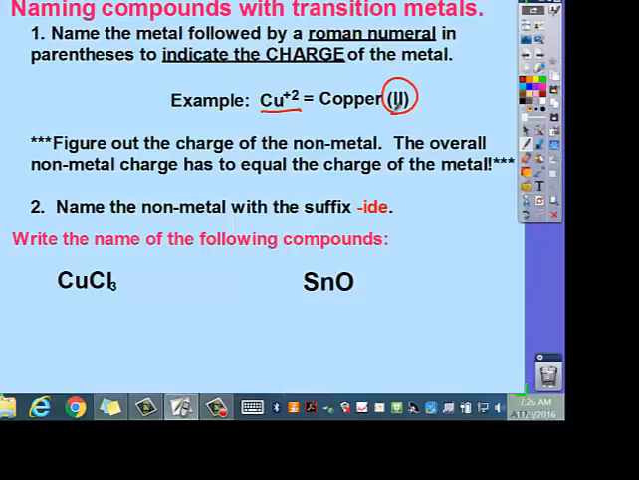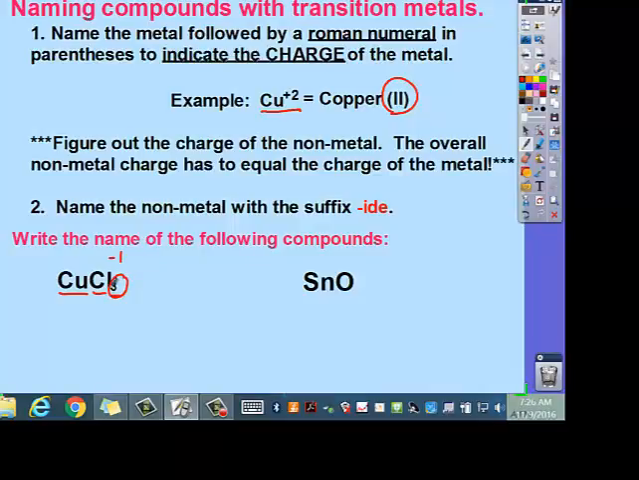Sorry. Yeah, no problem. Alright, so right here we're going to write the name of the following compounds. Sorry about that. Here I have CuCl3. Okay, so this is copper and chlorine. For these you need to find the charge of the nonmetal, chlorine. Chlorine has a -1 charge, but how many chlorines do I have in this problem? I have 3 of them.